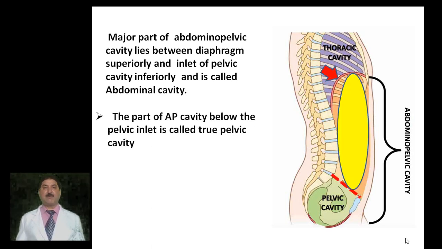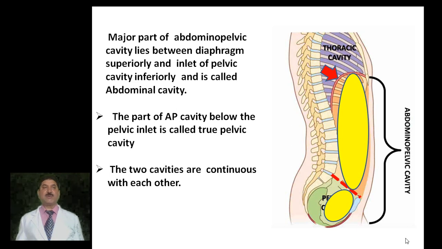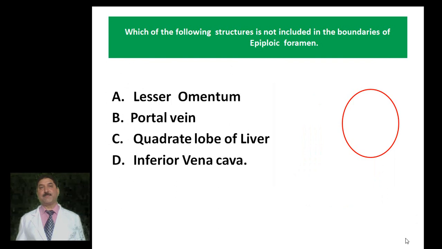The part of the abdominopelvic cavity below the pelvic inlet is called the pelvic cavity. The two cavities are continuous with each other and both are lined by peritoneum.